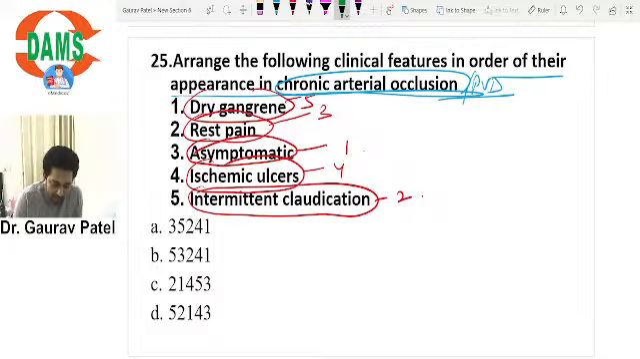So 3 should come at the first. Option number A, 3, then 5, then 2, then 4. Yes, this option number A is correct.